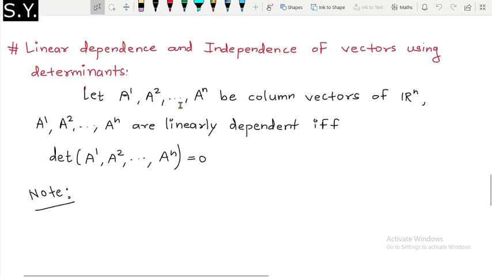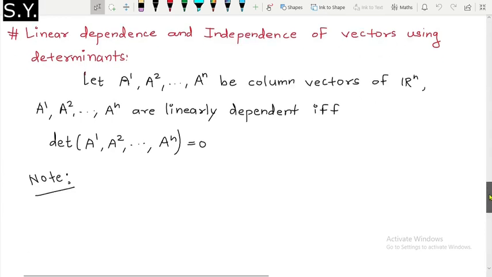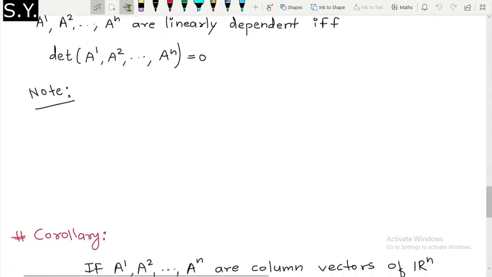So what is the result saying? If a1, a2 up to an are column vectors of R^n, then these are linearly dependent if the determinant is 0. And the contrapositive will be: if the determinant is non-zero, then these vectors will be linearly independent. Very interesting. Let us see a few examples, then the idea will be clear.